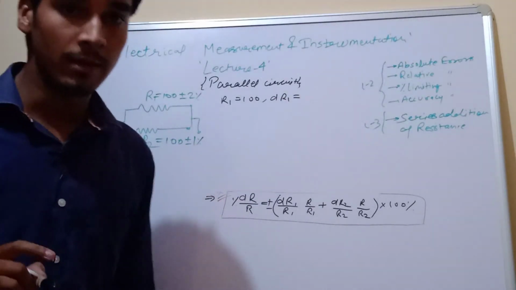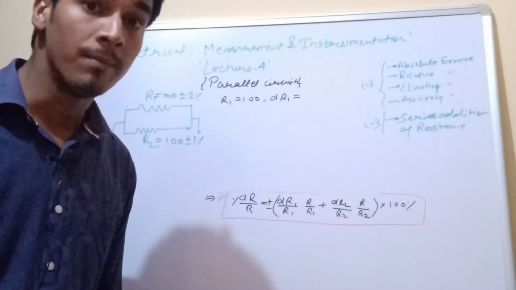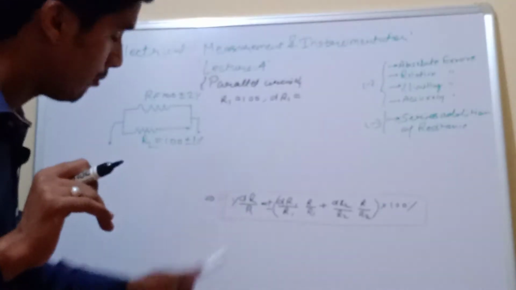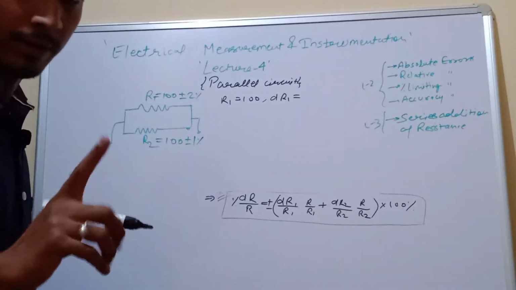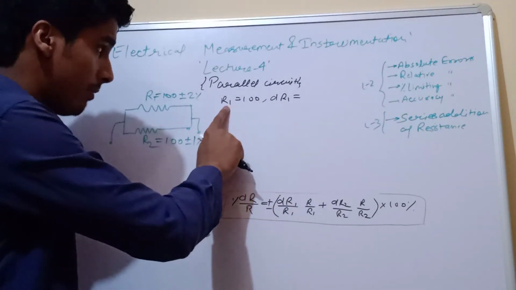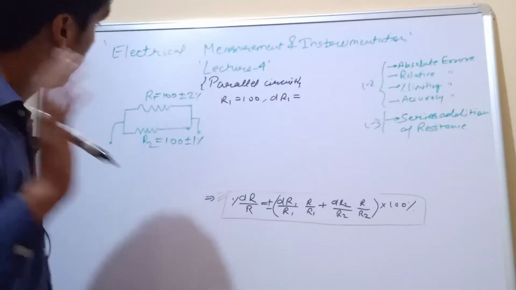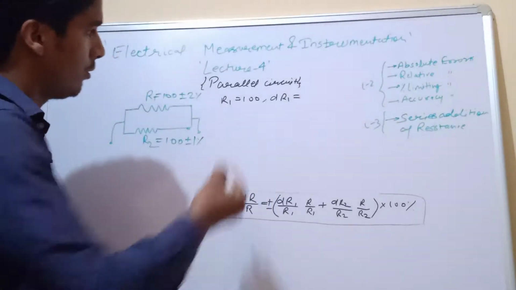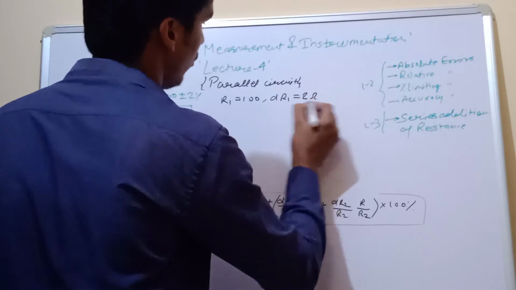Please remember one thing, dR is a simple error. What is percentage limiting error? dR upon R multiplied by 100 is percentage limiting error. So dR is simple error. So for R1, dR1 will be simple error. Simple error means 2% of 100, that is 2 ohm. So dR1 is equal to 2 ohm.